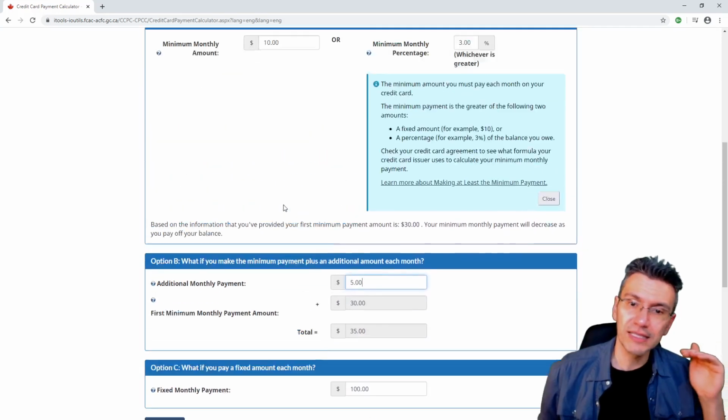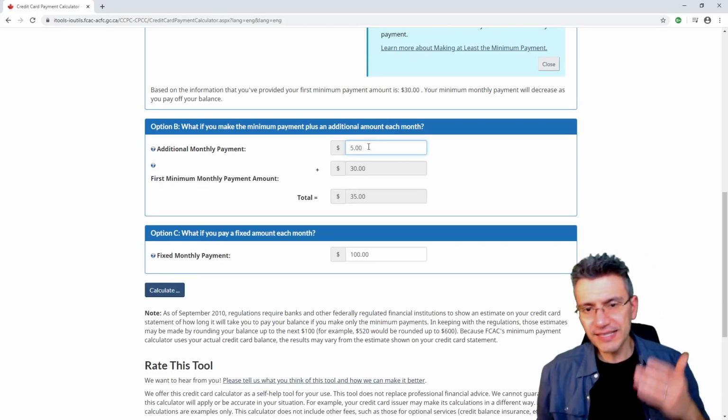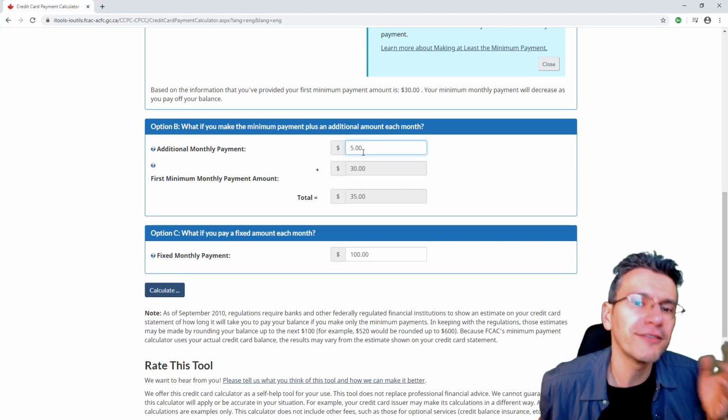Option B is literally you're paying the exact same minimum payment, but then you're adding a certain amount. And let's just keep the standard default $5 that they selected.